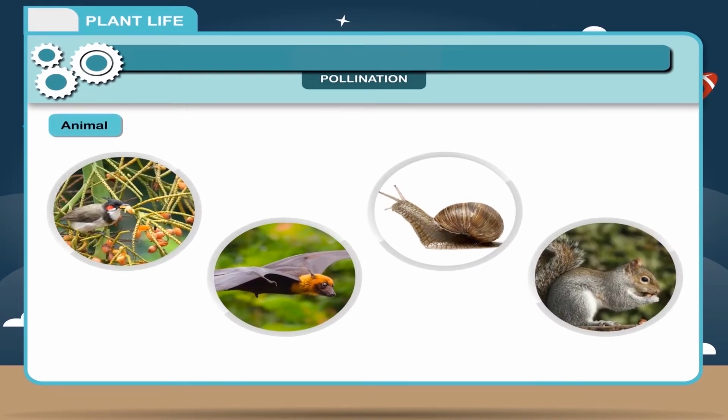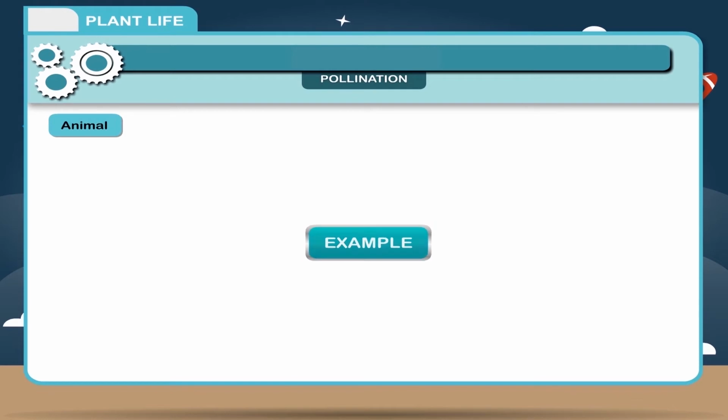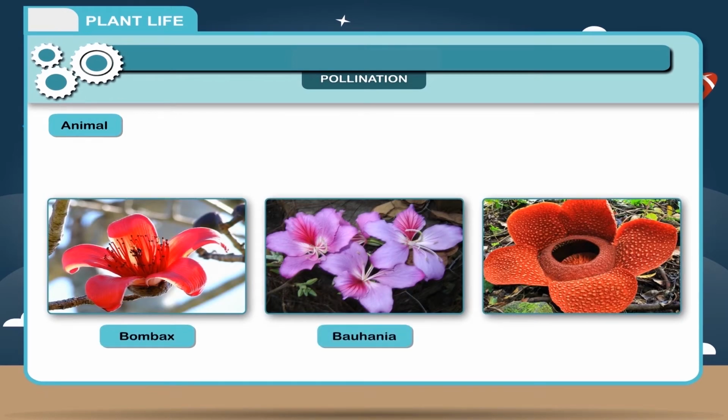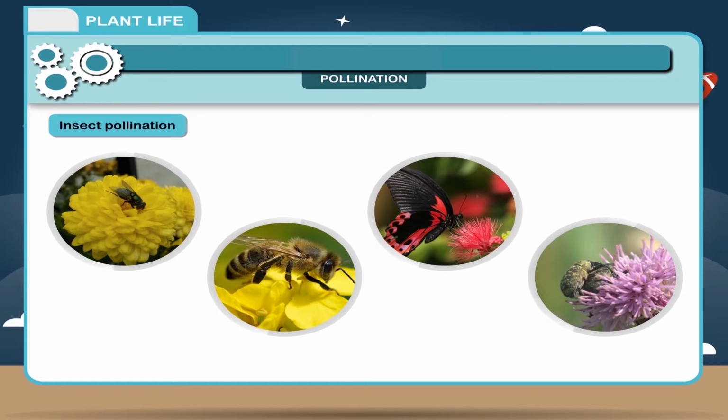Animal. There are several animals through which pollination is brought about, like birds, bats, snails, and squirrels, etc. Example, Bombax, Bauhinia. Elephant brings about the pollination of Rafflesia. Insect pollination.